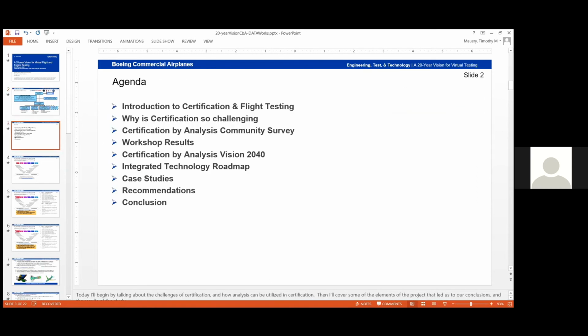So today I'm going to talk about the challenges of certification, how analysis can be used in certification, and just some background information about that for people who may not be as closely tied into airplane certification. And then I'll cover some of the elements of the project that led us to our conclusions, and then some of the results and recommendations that came out of this study.